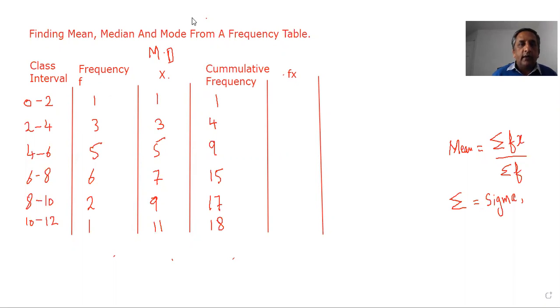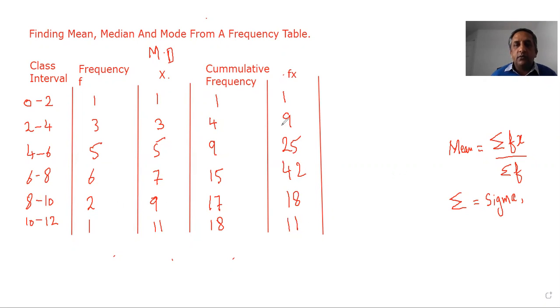So if you look at f and x, f 1 times 1 is 1. So we write 1. So 3 times 3 is 9, so we write 9. Then 5 times 5 is 25, so we write 25. Then 6 times 7 is 42, so we write 42. Then 9 times 2 is 18, so we write 18. And then the last one is 11 times 1 is 11, right? So now we can work out.